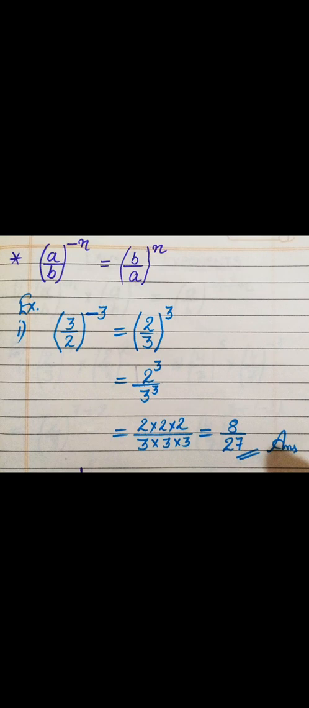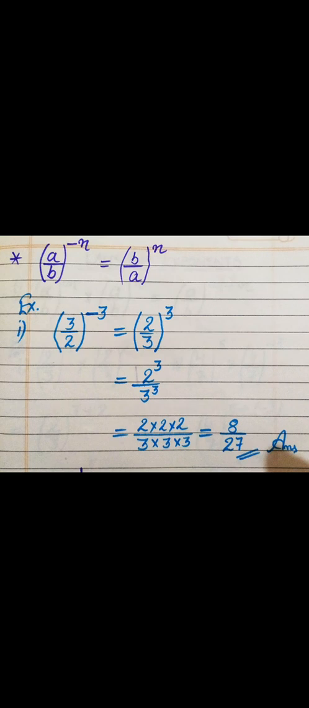So what we will do, first we will find the reciprocal of 3 upon 2, which will be 2 upon 3. And the power will become positive. That means it will be (2 upon 3) to the whole power 3, which can be written as 2 to the power 3 and 3 to the power 3. After expanding, you will get 2 into 2 into 2 in the numerator, and in the denominator you will get 3 into 3 into 3. When you multiply this, you will get 8 upon 27.